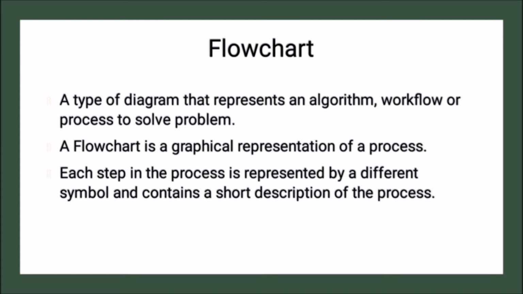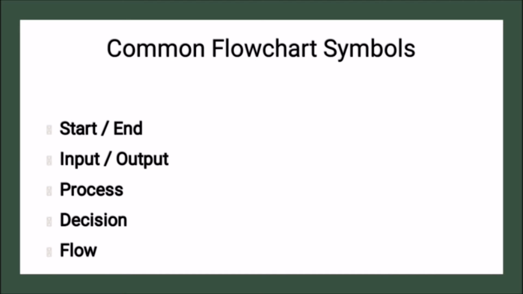So a flowchart is a graphical representation of a process. Each step in the process is represented by a different symbol and contains a short description of the process. So let us discuss common flowchart symbols. These are the various flowchart symbols for start and end, for input output, for process, for decision and flow.